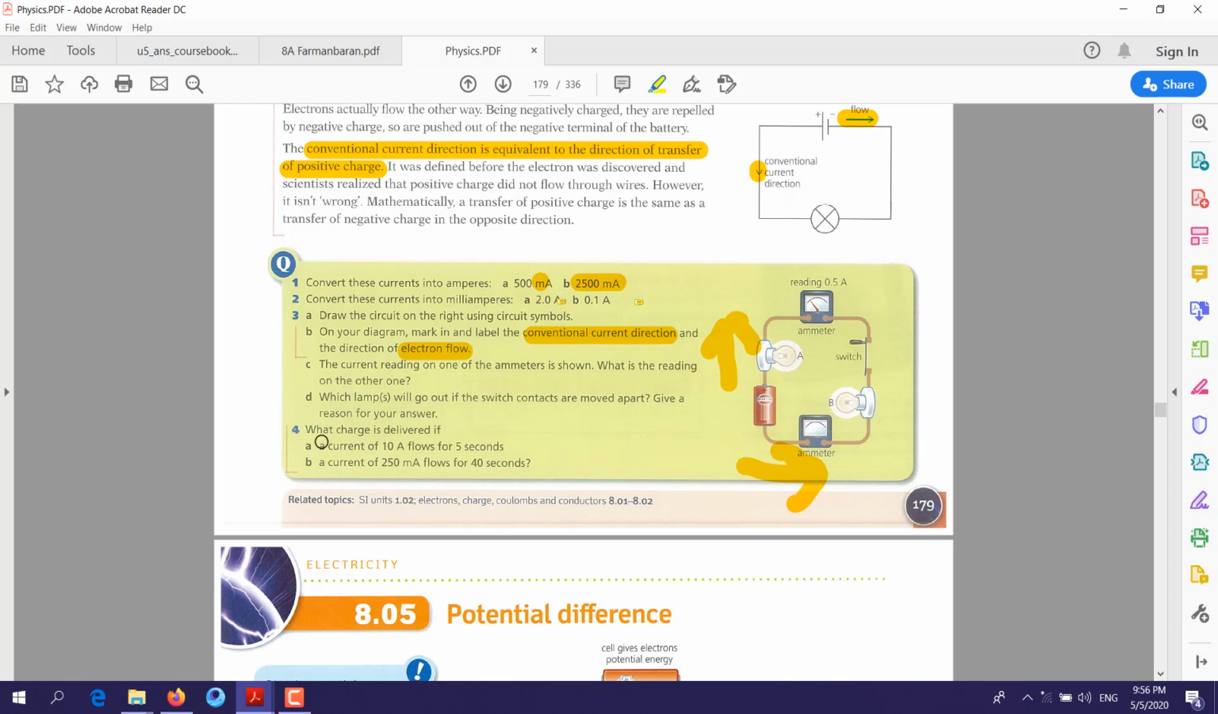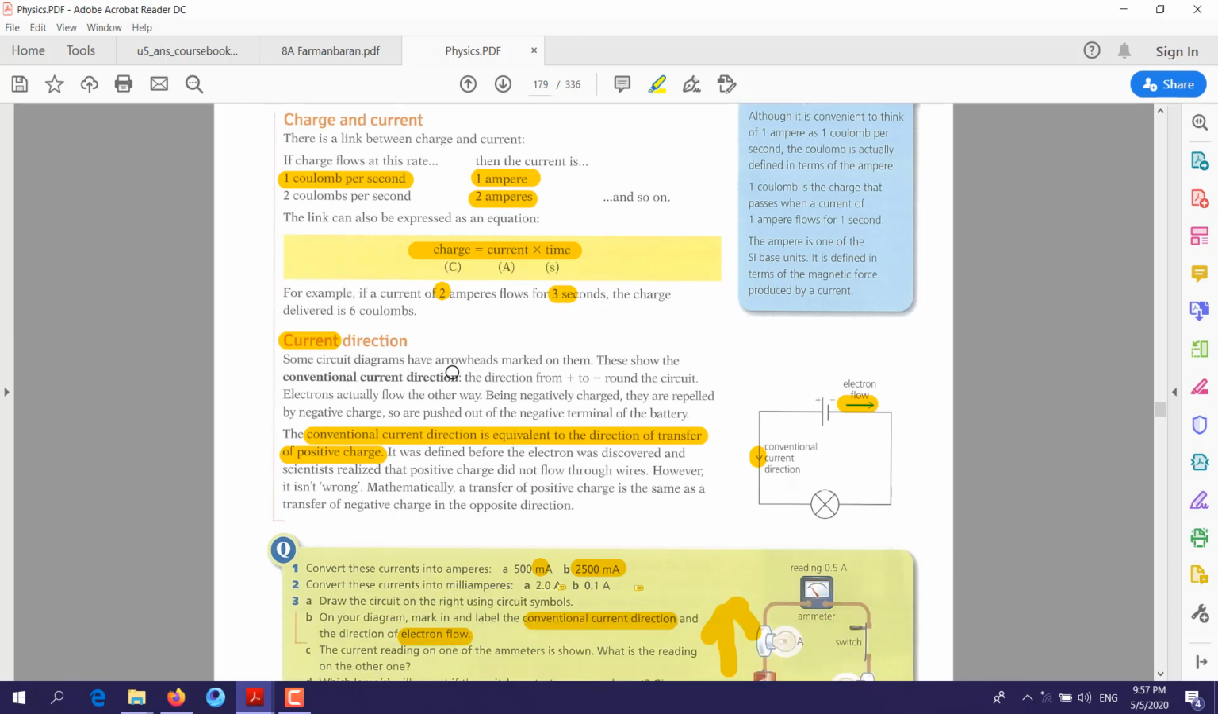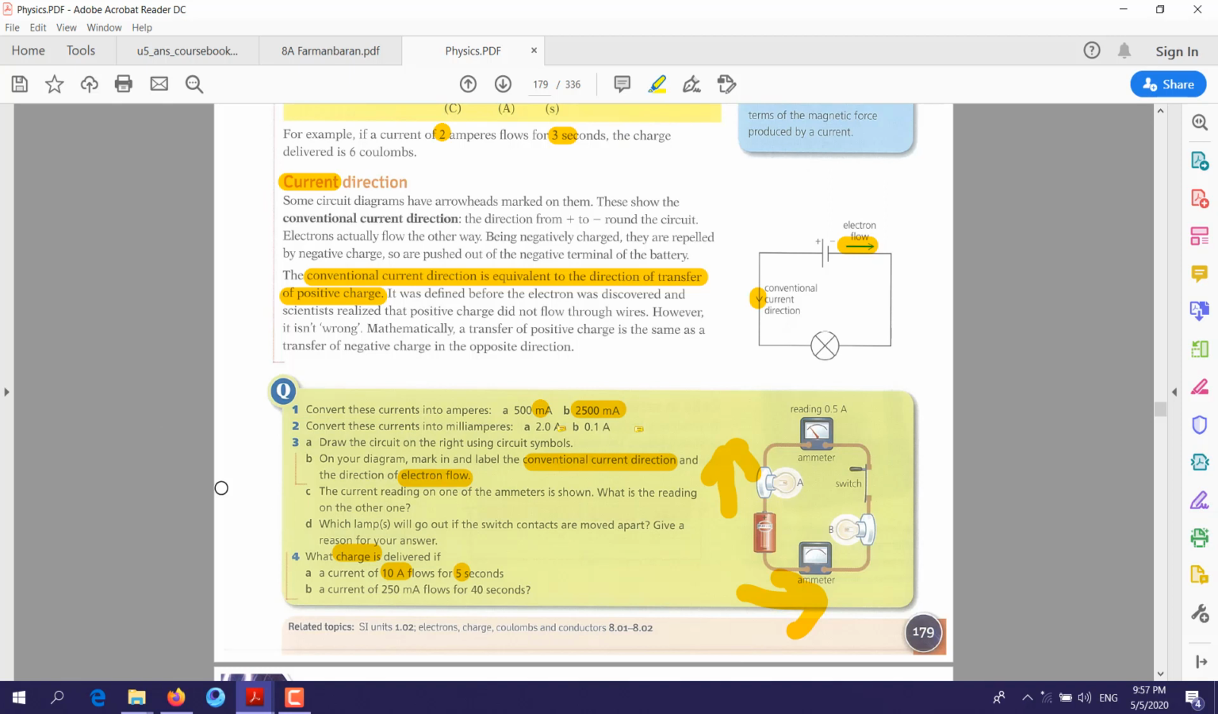Question number 4. What charge is delivered if a current of 10 ampere flows for 5 seconds? As we explained, there is an equation that shows the connection between current and charge. So in this question, we want to find the charge. Here we have current and we have time. By applying this equation, you just replace the words with numbers. How much is the current? It's 10. How much is the time? It's 5. So 10 times 5, the answer will be 50. 50 what? 50 C, or 50 coulombs.